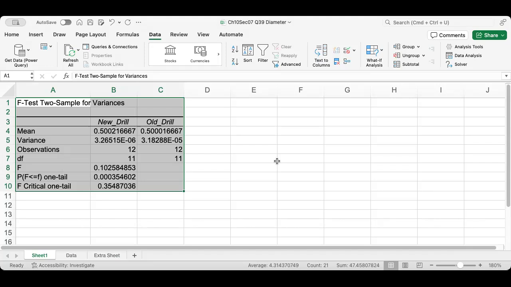Please notice, it gave me an F value for 1 tail. It didn't give me an F value for 2 tail, did it?